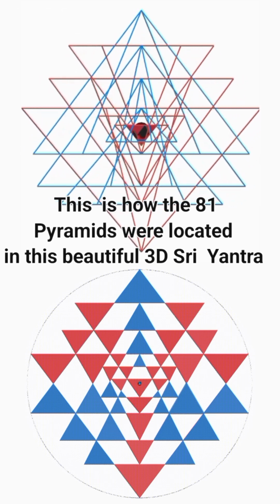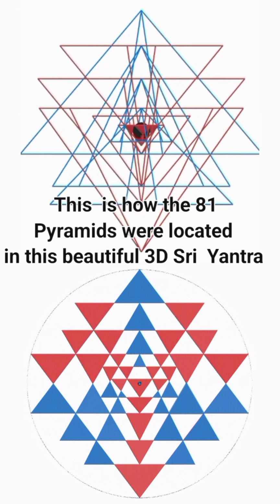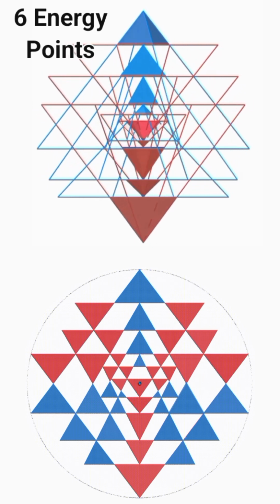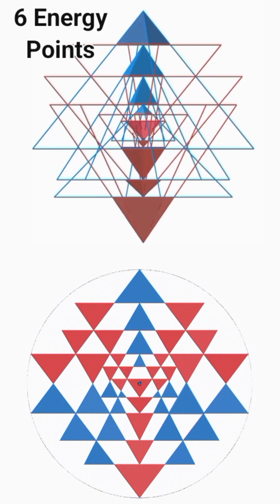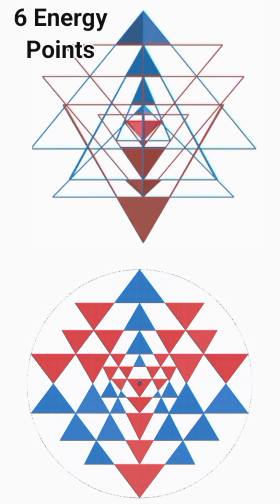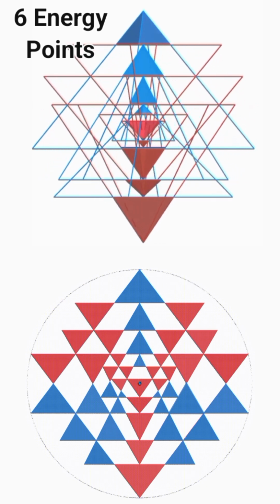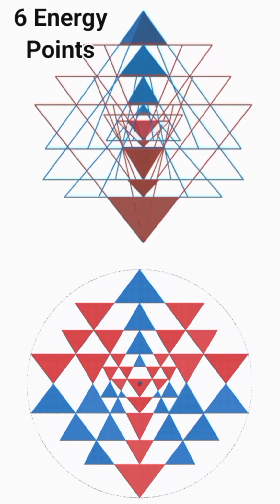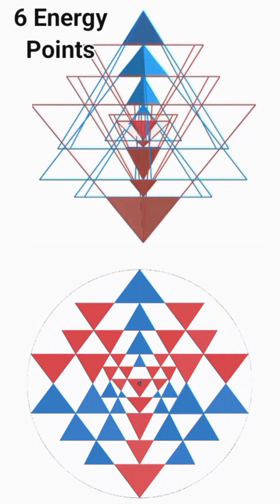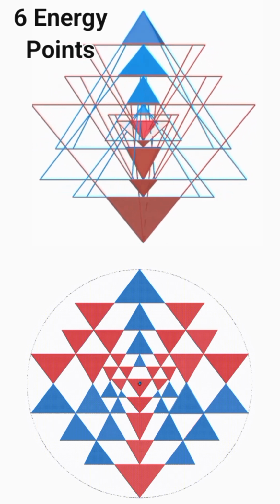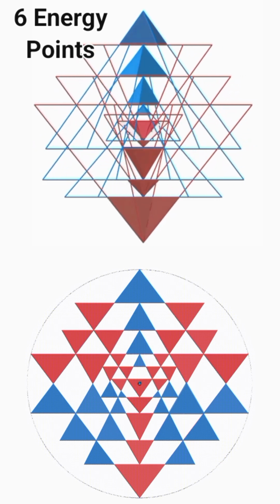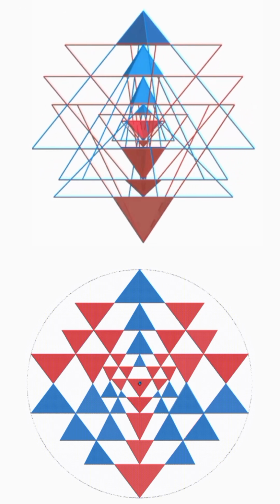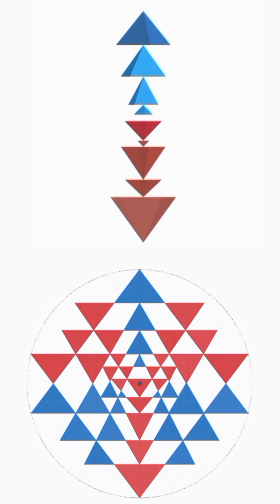Another important finding is there are 6 energy points, as I call them, within the three-dimensional Sri Yantra. The points are on the central line where matrikas are. Each point is a combination of a base center of one pyramid, the apex or the vertex of the second pyramid, and the centroid of the third pyramid. This feature is absent in two-dimensional Sri Chakra.